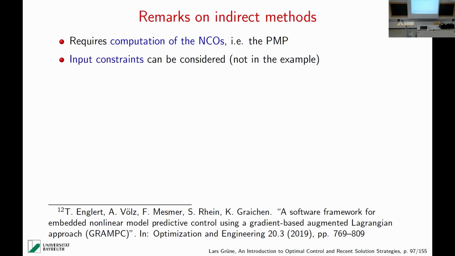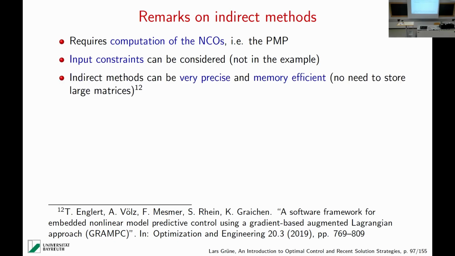That's not really difficult. It's very easy to include input constraints. We didn't have them in the example I showed you, but to incorporate them would be quite easy. And the advantage of these indirect methods is that they are often very precise, so you can really get much more accuracy than the 10 to the -3 that we have if you are willing to wait a little longer.